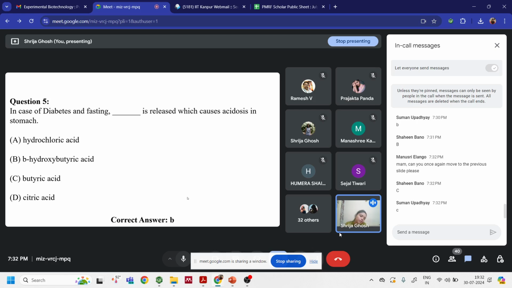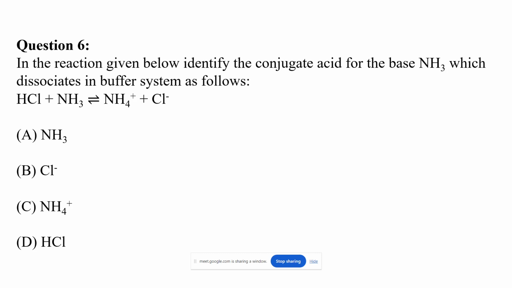Okay, we have the answer for the next question, option C. Okay, I'm moving to the next question now. So in this question, we have to tell the conjugate acid for the base ammonia. Everyone is answering option C, that is ammonium ion. Yes, that is the correct answer.